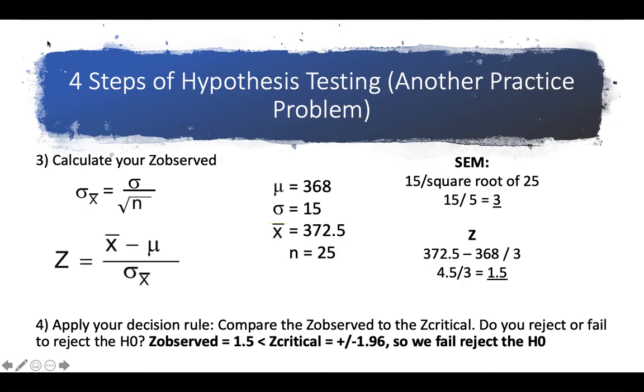Compare the z observed to the z critical. Do you reject or fail to reject the null? In this case, our z observed is 1.5, which is less than the critical value we set of positive or negative 1.96. So in this instance, we failed to reject the null hypothesis.